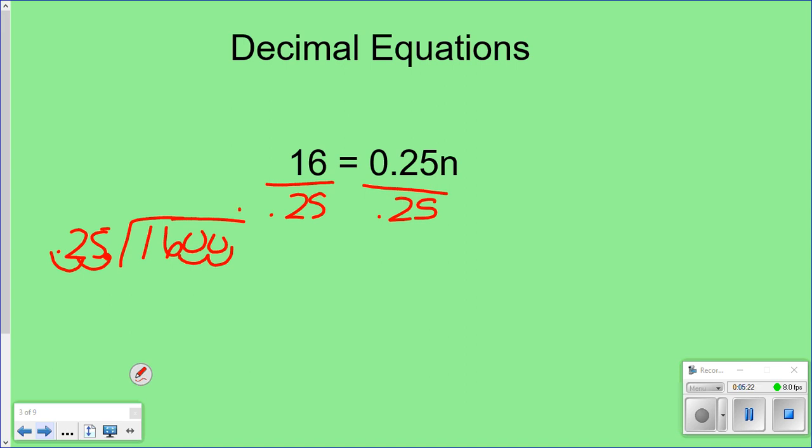25 isn't going into 16. 25 goes into 160 though. That should be 6. Yeah, that's 150. And this goes in 4 times. 64. So n equals 64. Oh, that's it.